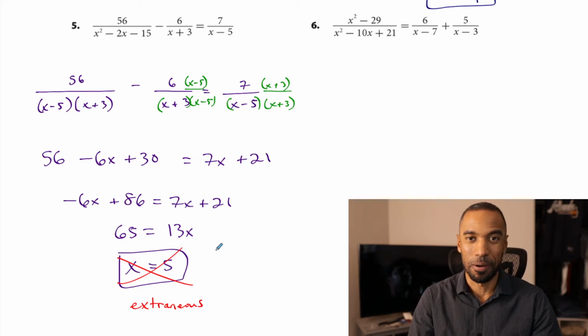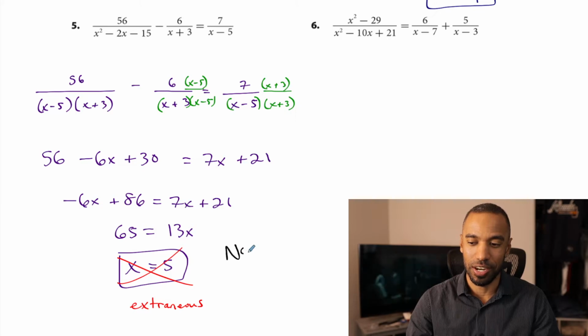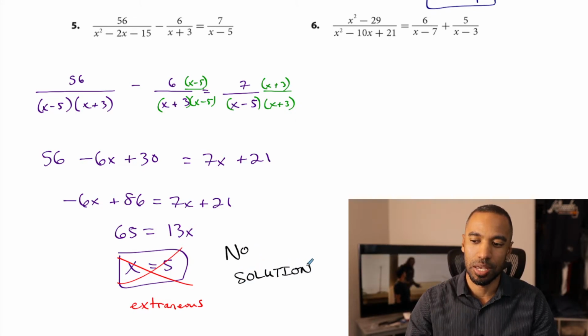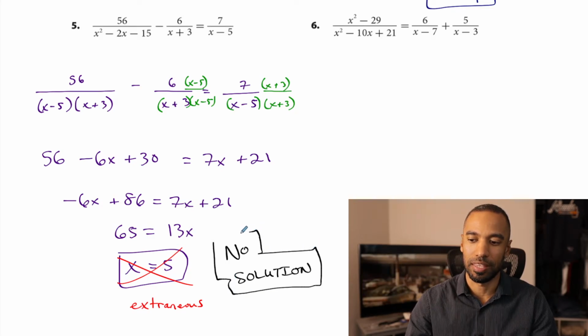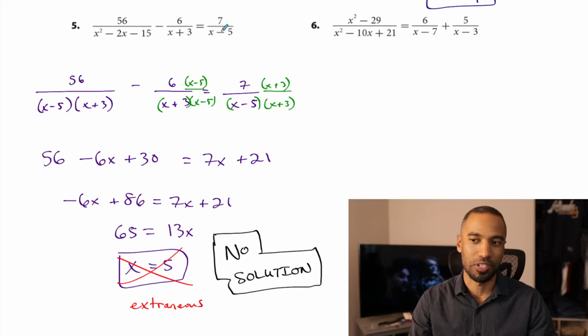It's not a solution, so what is? If there are no solutions left, then the answer is exactly that. There is no solution. There is no value of x that I can substitute into the original equation to make the left side equal the right side. 5 was my only shot, and it didn't work because you ended up dividing by 0.